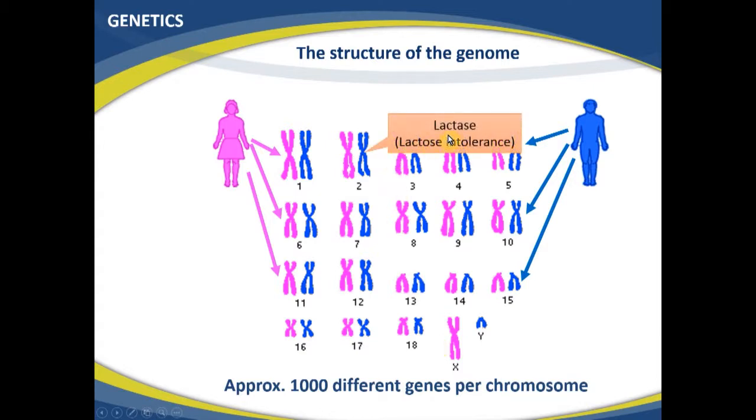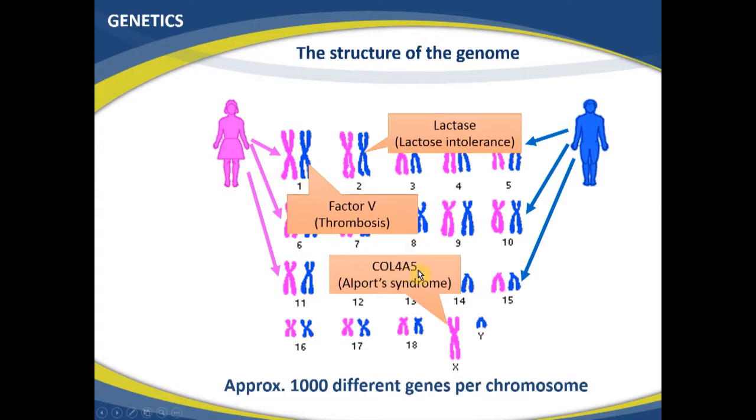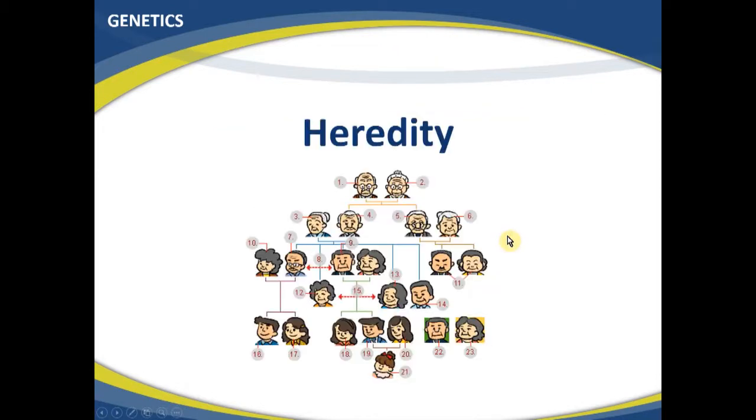For example, the lactase gene for lactose intolerance sits on chromosome number 2. The factor V gene for thrombosis sits on chromosome number 1. And one example that I've made in the other chapter, COL4A5, sits on the X chromosome. So different locations for different genes. And now let's look at heredity.